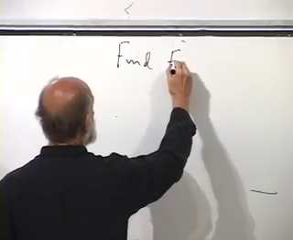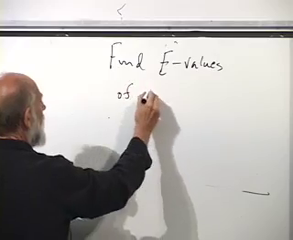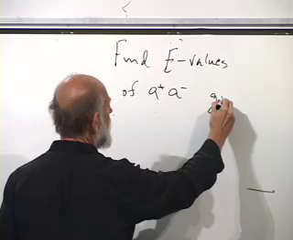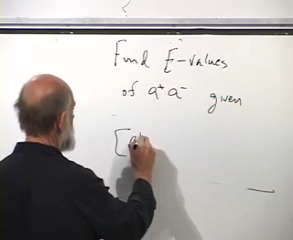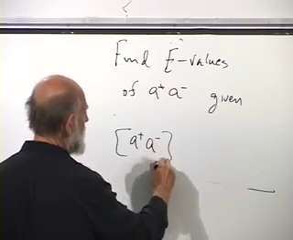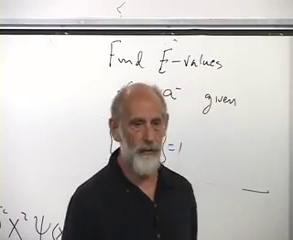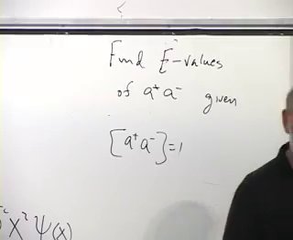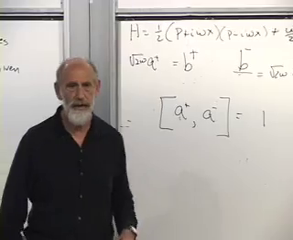Find the eigenvalues, e-values, of A plus A minus, given that the commutator of A plus with A minus is equal to 1. Now, did I get the sign right? I wasn't very careful when I was doing it. Anybody having to go look quickly through the notes? It's either plus 1 or minus 1.